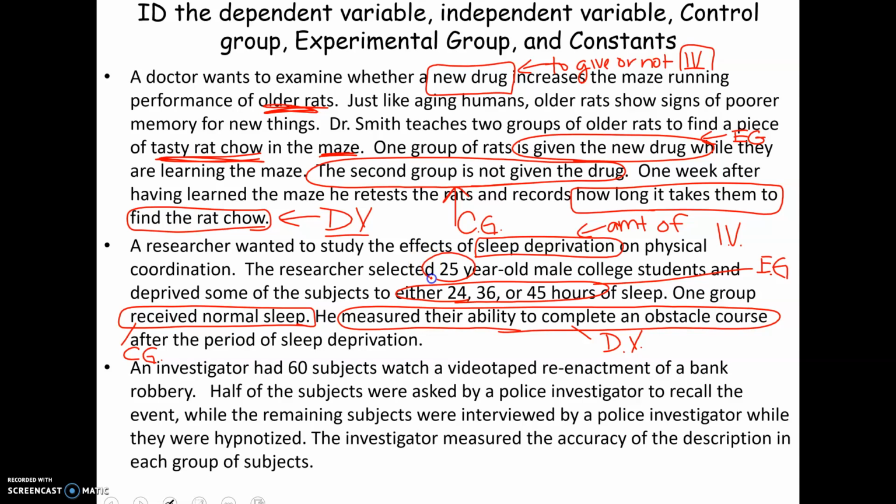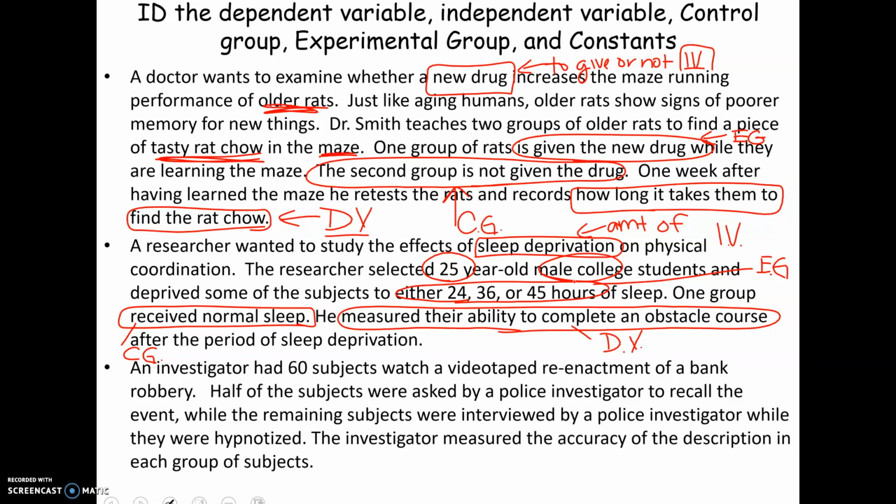Well, they're all 25-year-old male college students. That is specifically given to us. We might also assume that we would want to have the same obstacle course for all of the people. Maybe that this is conducted in the same location, the same time period, etc.